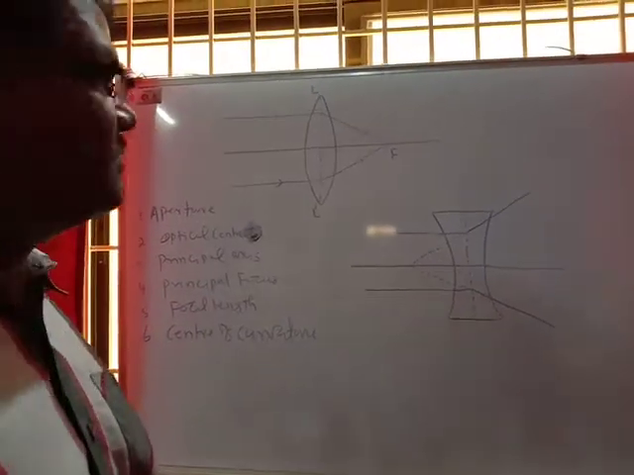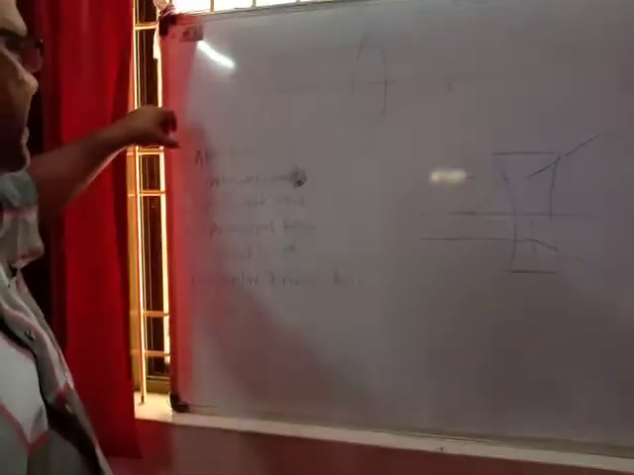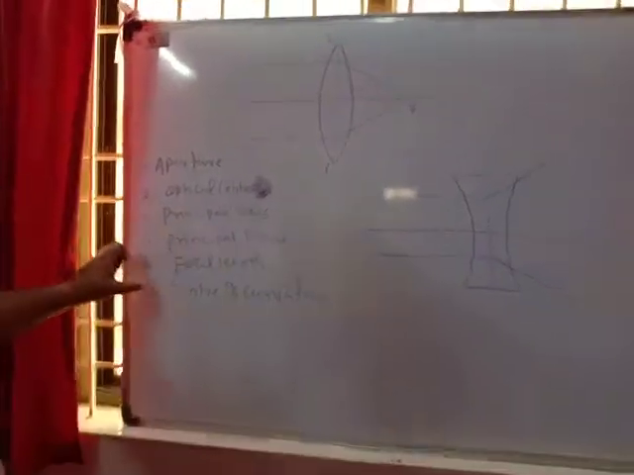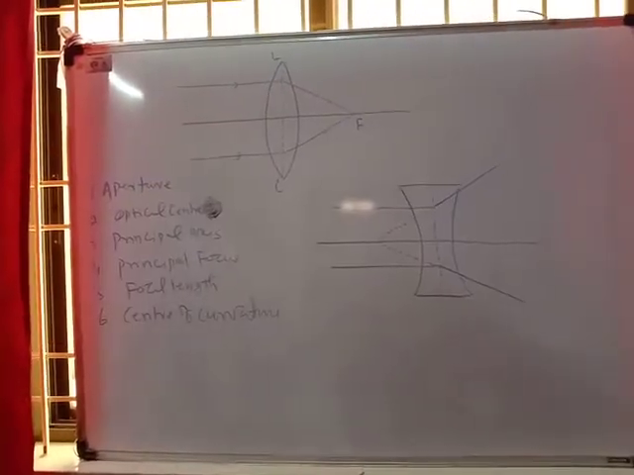Here, some terms are connected to the spherical lenses. The first ones are the aperture, optical center, principal axis, principal focus, focal length, and center of curvature. Let us identify the terms one by one.